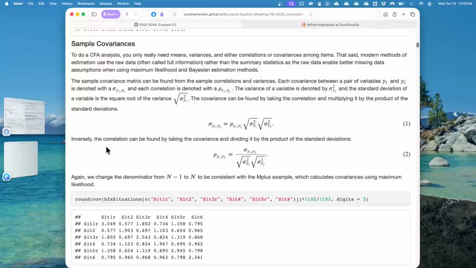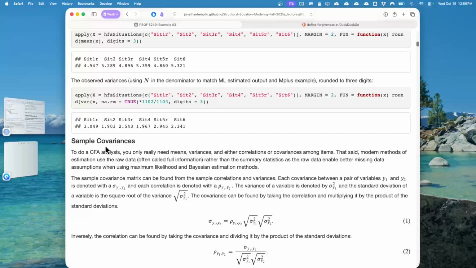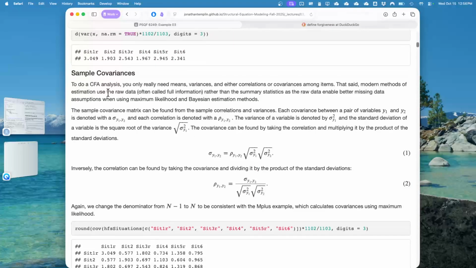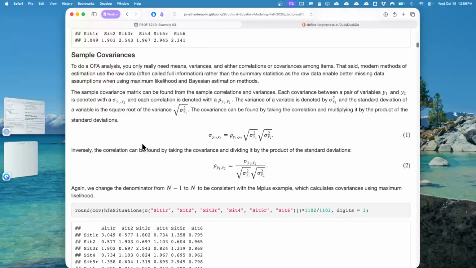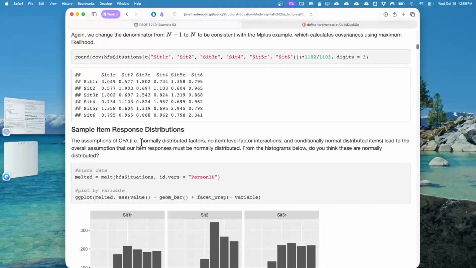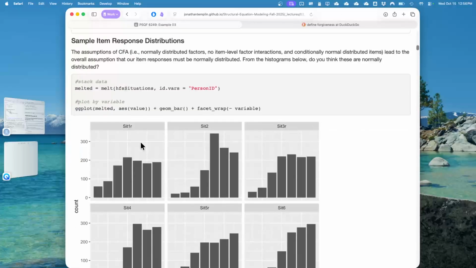So this is translating correlation into covariance. Technically, to do a CFA analysis, you really only need the means, variances, and either the correlations or covariances, but we like to use the raw data. Right? So let's look at the raw data themselves. And here we go.